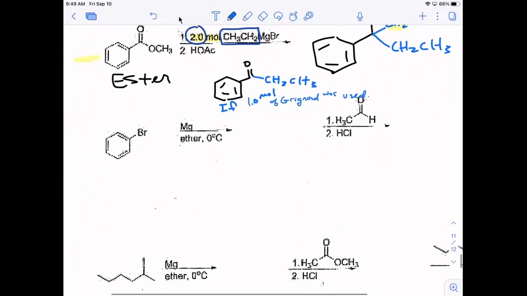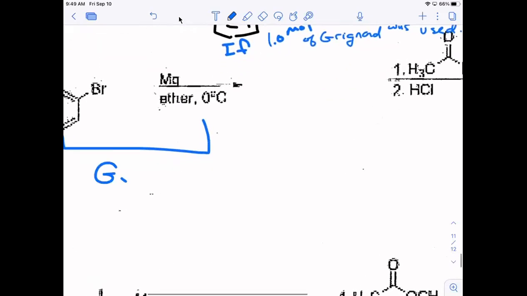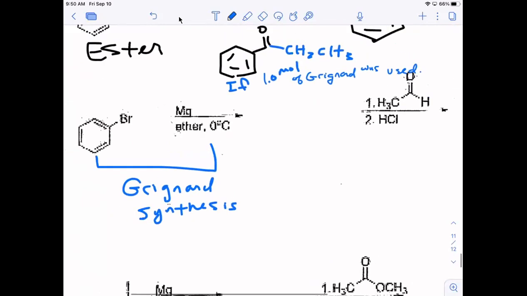All right, let's try this last one and then we'll stop because we have like a minute or so left. What is the outcome of this reaction? Somebody tell me what that is. A Grignard. Say that again. A Grignard. That's how we make it. Is that what you're saying? That's a Grignard synthesis. That's exactly right. What would the Grignard look like?